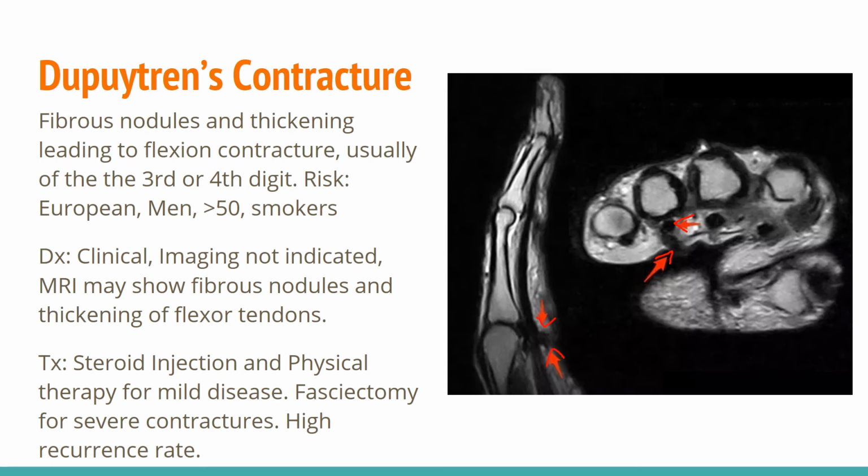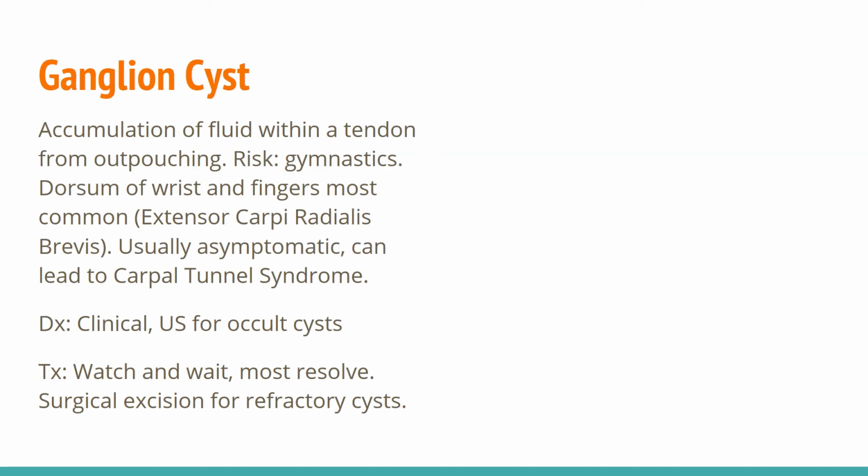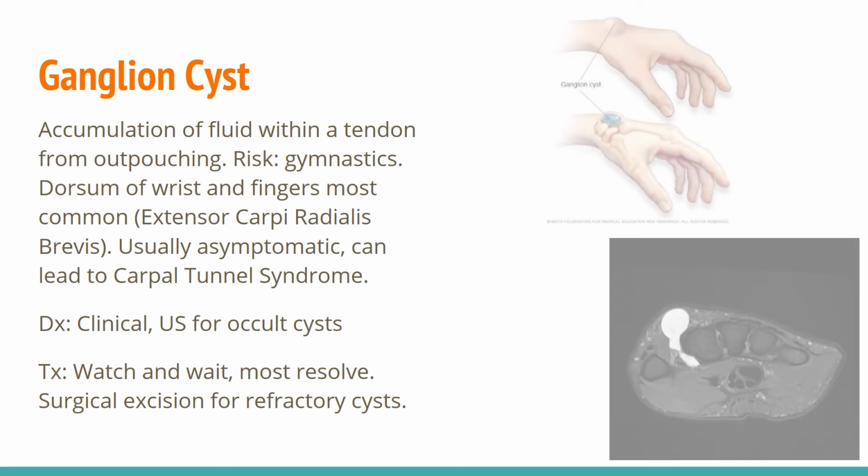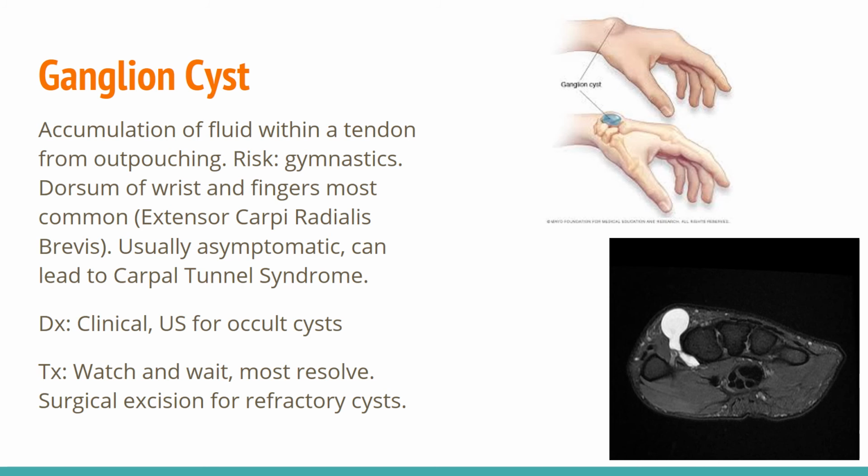Treatment-wise, you can have steroid injections or physical therapy for mild disease. Those can have high recurrence rates. So we're going to talk about ganglion cyst. So this is an accumulation of fluid within a tendon from an outpouching. There's something called a herniation hypothesis, in which the ganglion cysts form from outpouchings of either the joint capsule or a tendon. Risks include gymnastics.